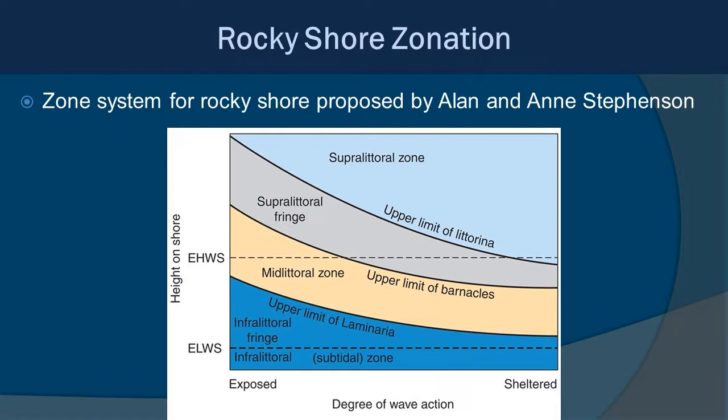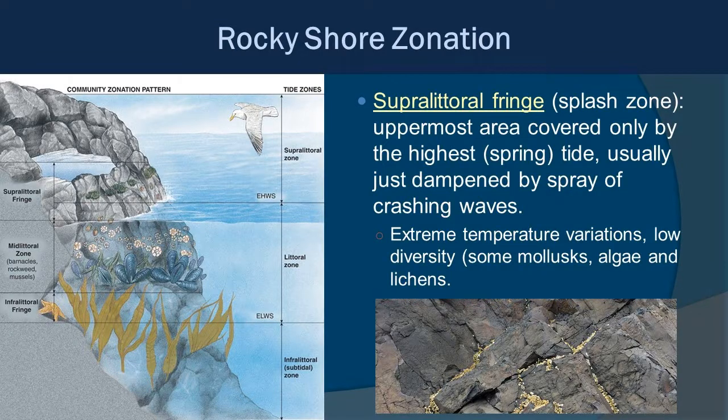They looked at these zonations based on the species that lived there and the various different mechanical wave stress, the height, the desiccation, things like that, and created this scheme. So we're going to briefly look at this scheme. We're going to start with the supralittoral fringe, which is the splash zone.